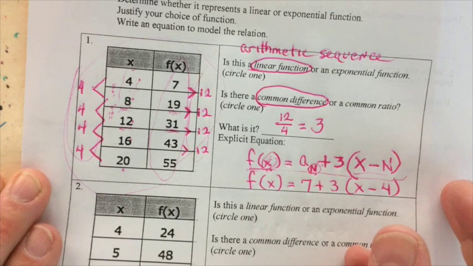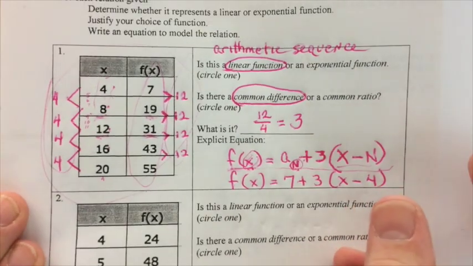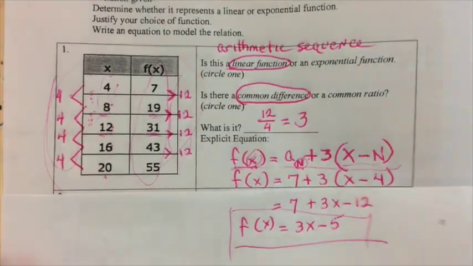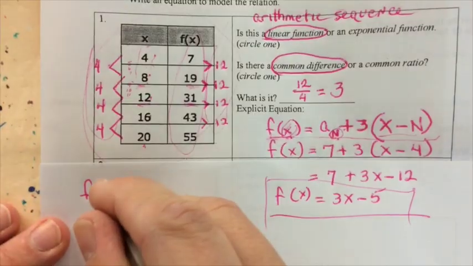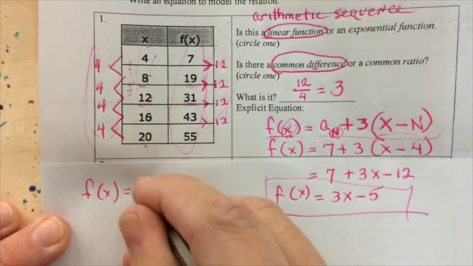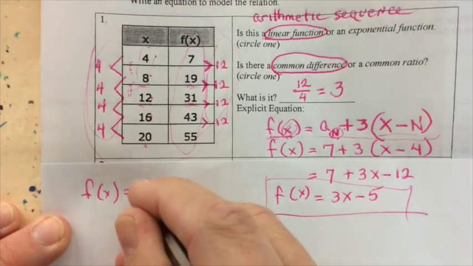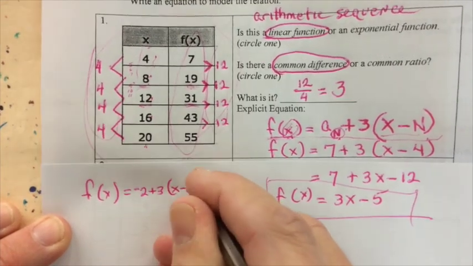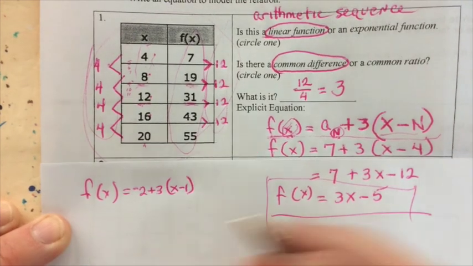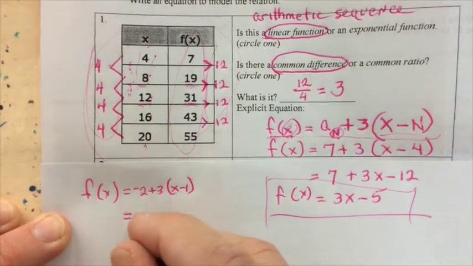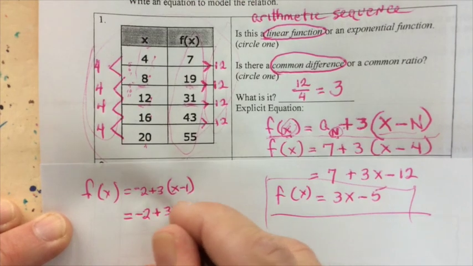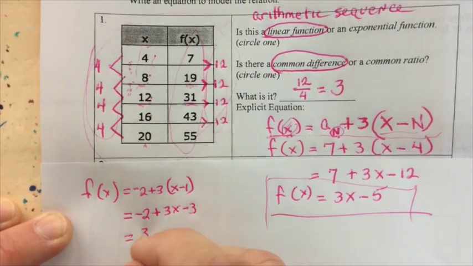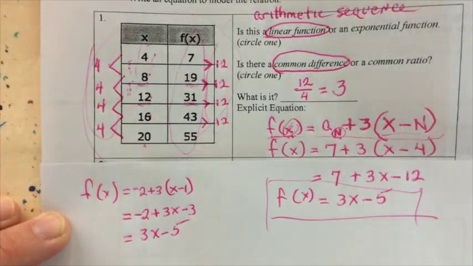Yes? So would that be the same as f(x) equals -2 plus 3 times (x minus 1)? You're talking about this? f(x) is equal to negative 2 plus 3 times (x minus 1), like that? Let's find out. If I multiply, -2 plus 3x minus 3, that's the distributive property. And then 3x minus 5. Yeah, that's the same.